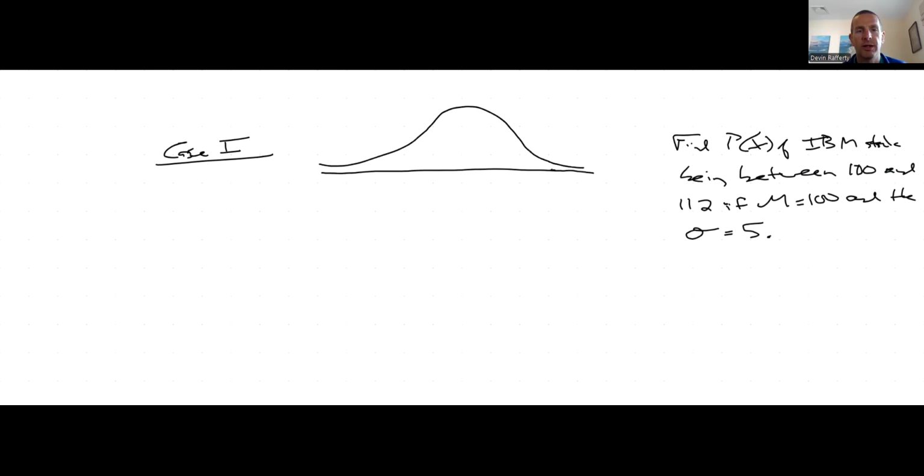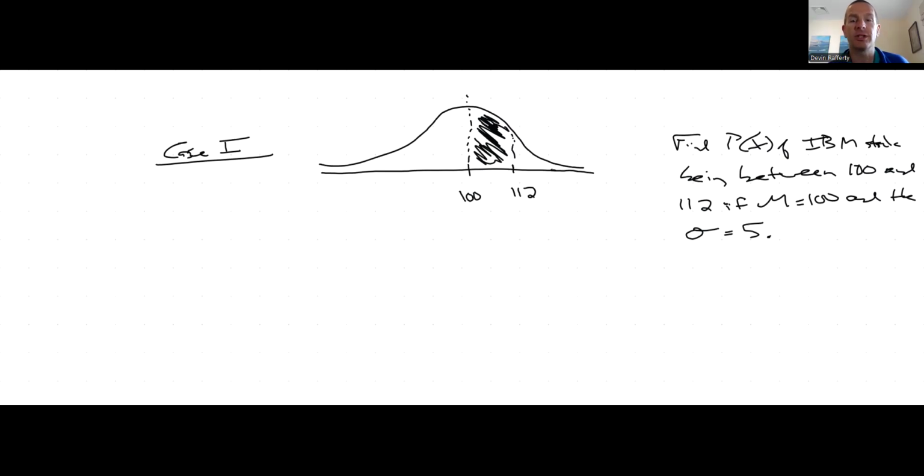What we do, we start off by drawing out the normal probability distribution. I'm going to put 100 in the middle because whatever is the mean goes in the middle. So mu equals 100, mean in the middle. And then what do I want to find out? I want to know if IBM is going to finish the day between 100 and $112. So I'm going to put 112 right here. I want to know this probability. Well, how do I do that?